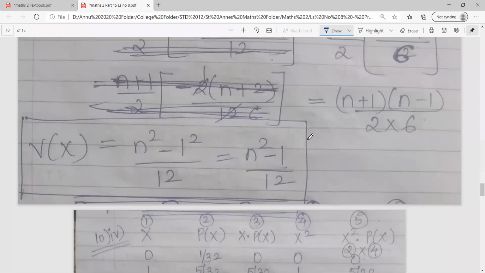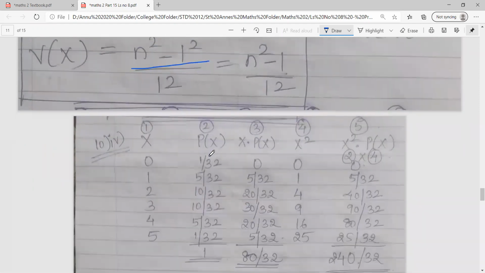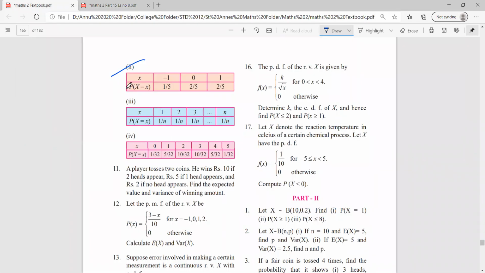So I can say this is in the form of a plus b into a minus b, so a square minus b square. So n square minus 1 square upon 12. So the answer is n square minus 1 upon 12. So please class, pay attention to this sum. This is very important. So go through the video once again if you have not followed the sum.